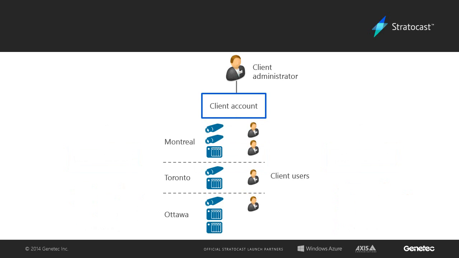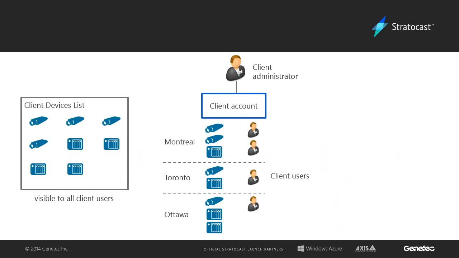It can also be used to keep client users from viewing cameras in other locations. For example, if we have 3 locations in Montreal, Toronto, and Ottawa, we could create one client account, assign one client administrator, and add all the devices and users to this one account. When viewing the client account's users or devices, it would be harder to view and organize the devices and be able to distinguish which ones are in a specific location.